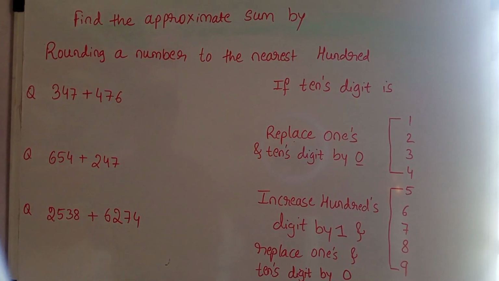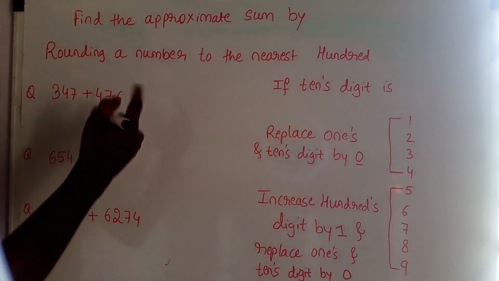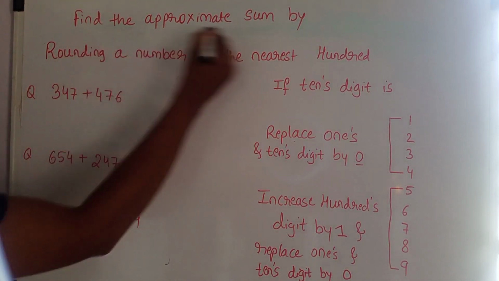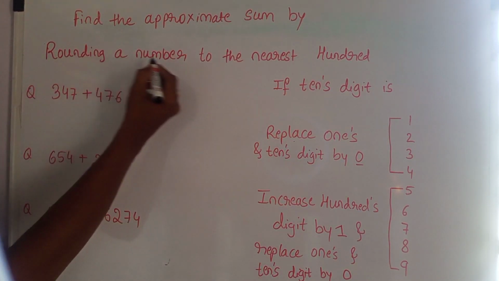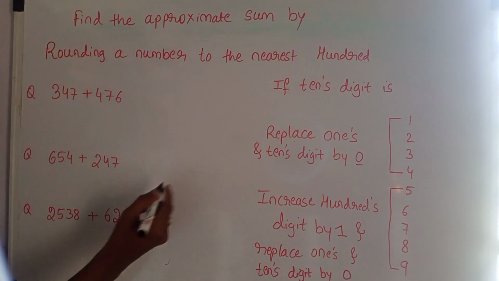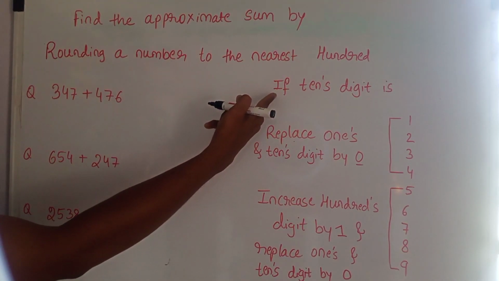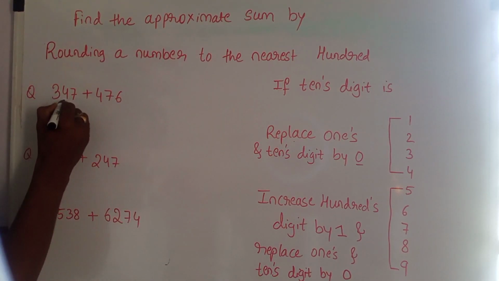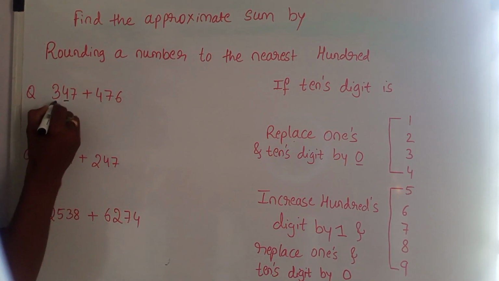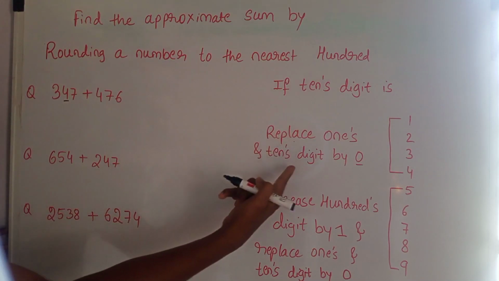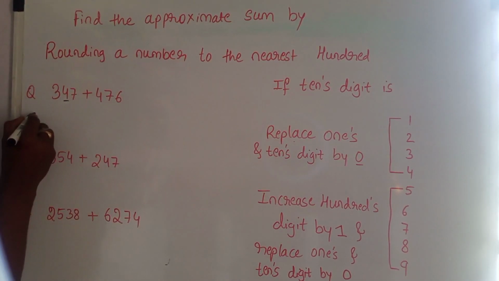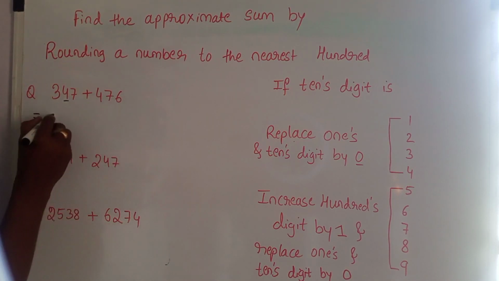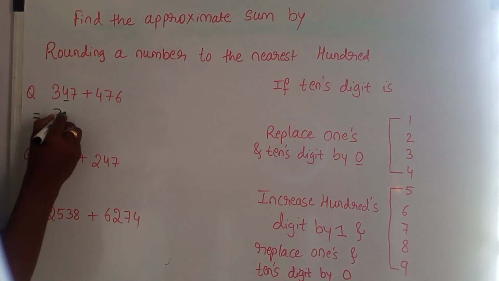Find the appropriate sum by rounding a number to the nearest 100. We have to find the sum by rounding a number to the nearest 100. If tens digit is 1, 2, 3, 4, then replace ones and tens digit by 0. Therefore, as it comes under the first category, we have to replace ones and tens digit by 0.